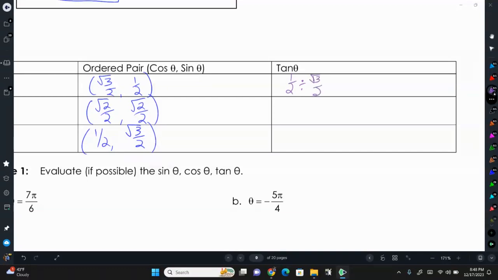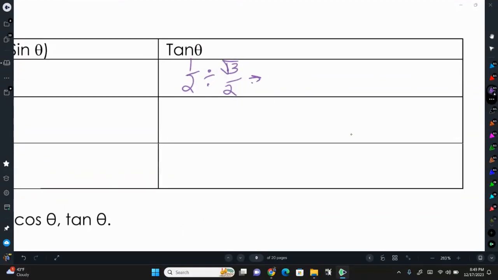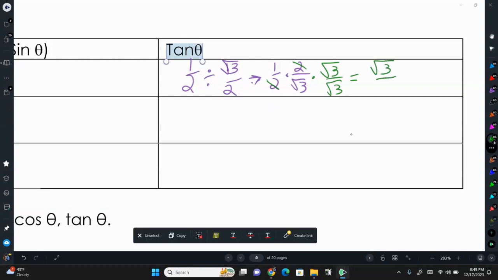Well, we know that instead of dividing, we can multiply by the reciprocal. So this is going to give us instead 1/2 times 2 over the square root of 3. Well, the 2's will cancel, but we can't have the square root of 3 in the denominator. So we multiply the top and bottom by the square root of 3 over 3. So that gives us the square root of 3 over 3.